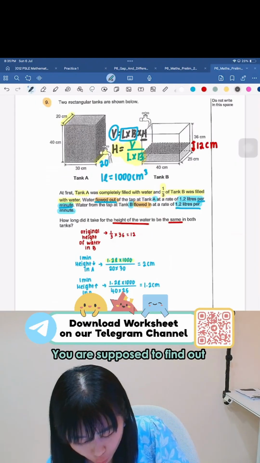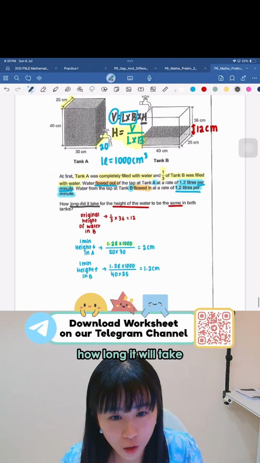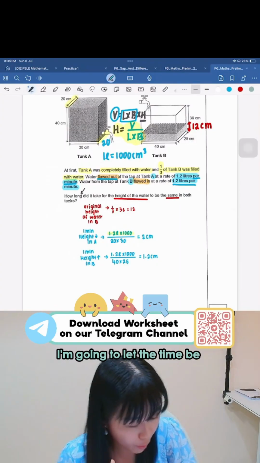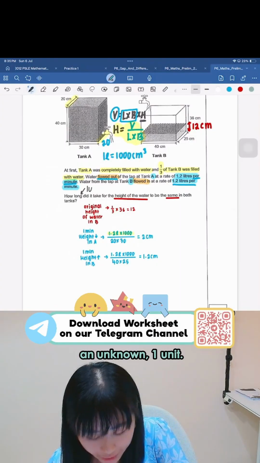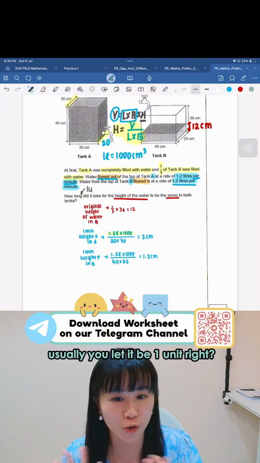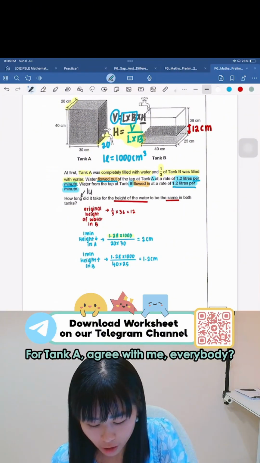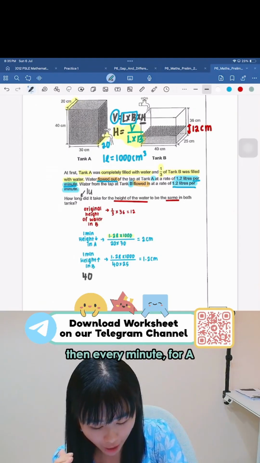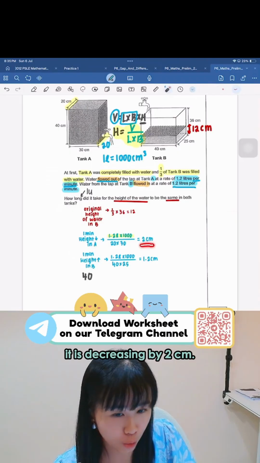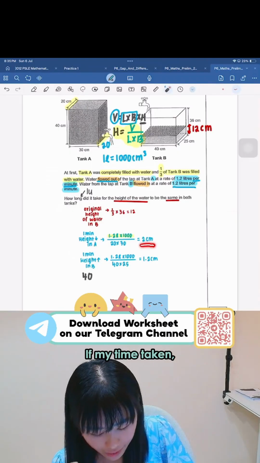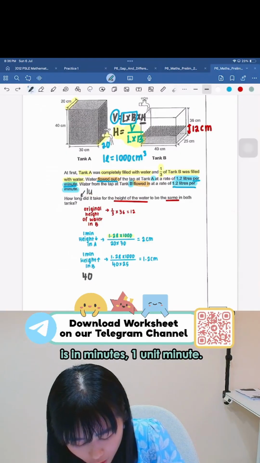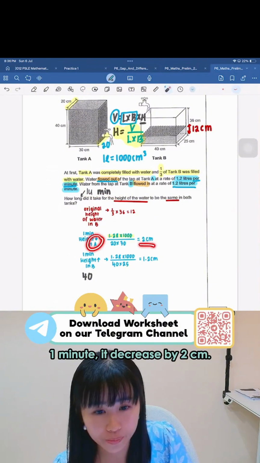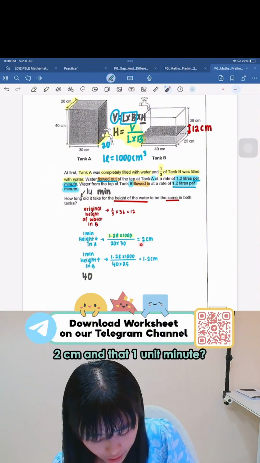You are supposed to find out how long it will take for the height to be the same. I'm going to let the time, how long it takes, be an unknown, 1 unit. If you don't know anything, usually you let it be 1 unit, right? For tank A, agree with me, everybody, it started at a height of 40. Then every minute, for A, it is decreasing by 2 cm. If my time taken, let's say how long it takes, is in minutes, 1 unit minute. In 1 minute, it decreased by 2 cm. What will you do to that 2 cm and that 1 unit minute?